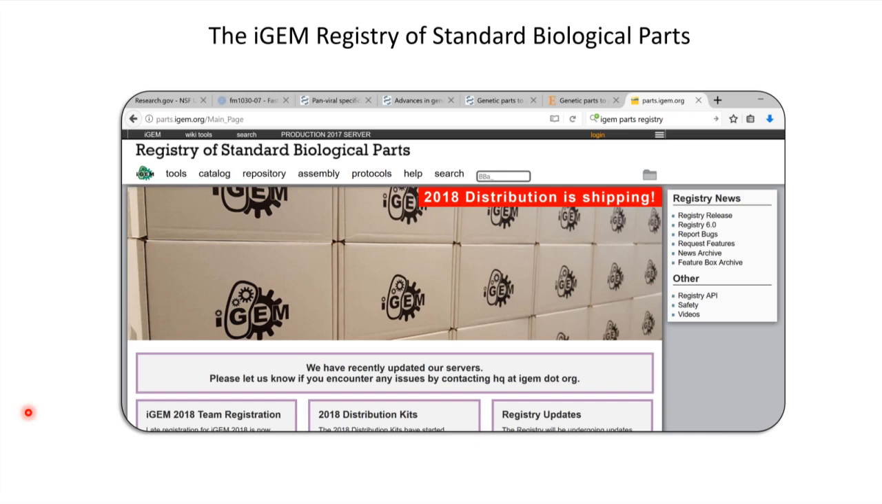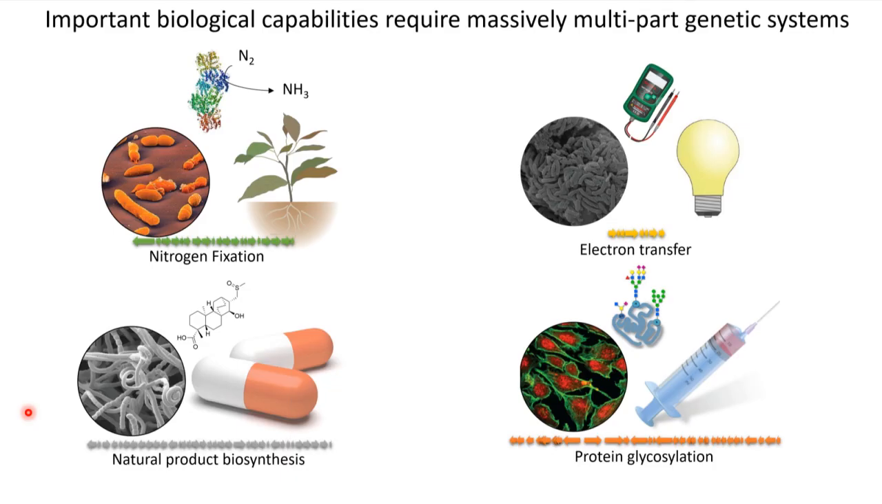So my group focuses on engineering multi-gene systems. We live right now in a really exciting time where, as genetic engineers, we have control over every aspect of the design of a genetic construct, even large genetic constructs comprising dozens of genes.